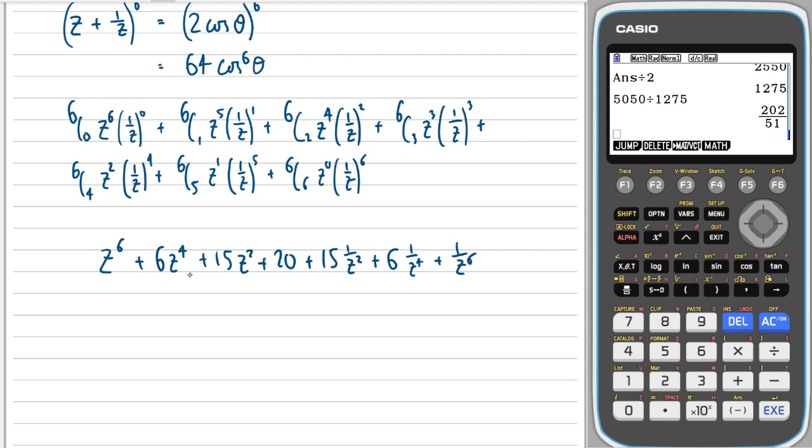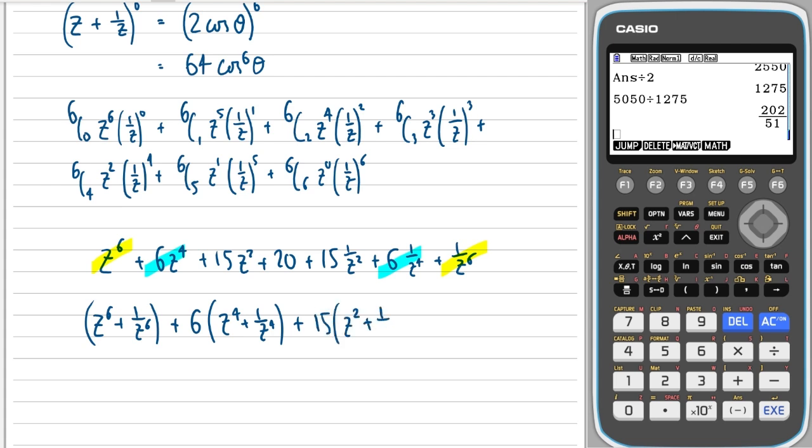Right, now we can collect z's and 1 over z's. So I could write that as z to the 6 plus 1 over z to the 6. And I could write that as 6 lots of z to the 4 plus 1 over z to the 4. Plus 15 lots of z squared plus 1 over z squared. And then finally plus 20.